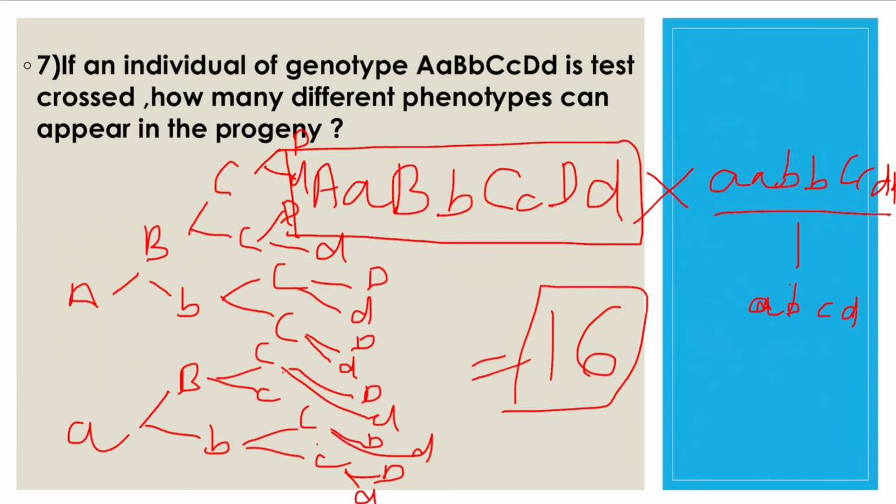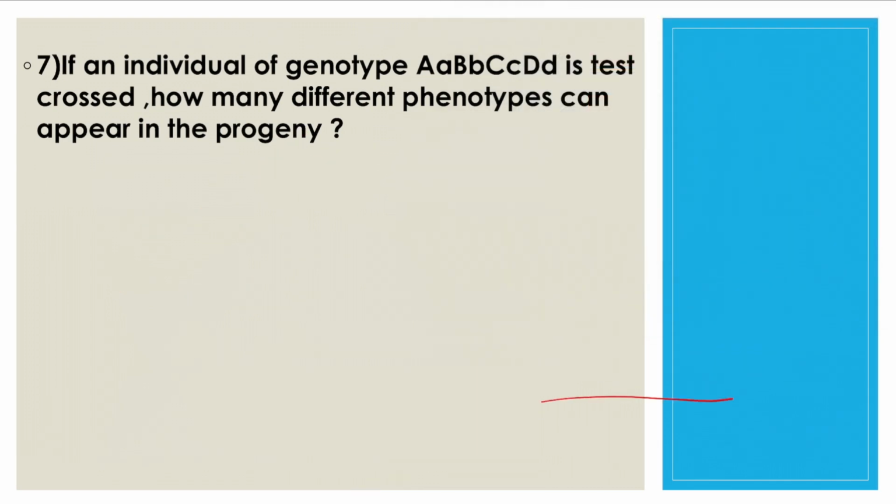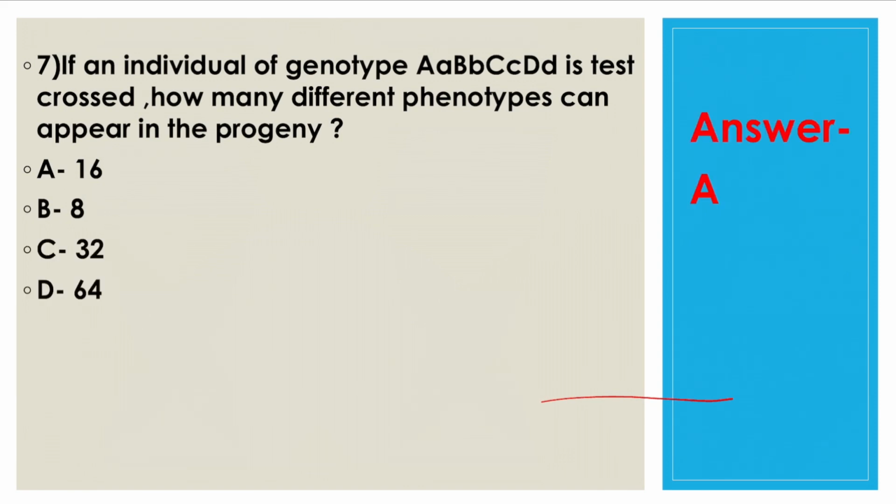So you can check yourself. You can do this cross and copy and check yourself. I told you how to form gametes. So the answer would be 16, 8, 32, 64. The answer would be 16.